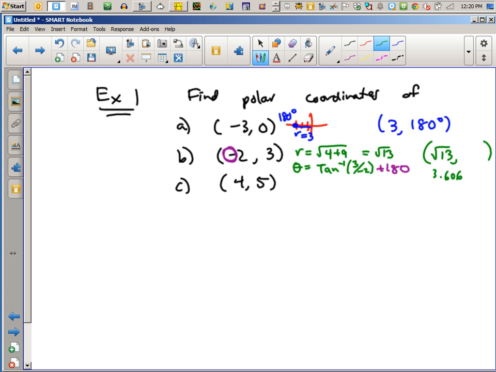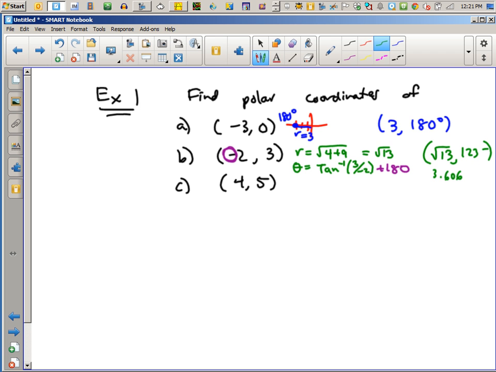in degrees that is, hold on, sorry about that, I have my calculator in radian mode. Okay, so the calculator is saying negative 56.309. I don't believe it. I'm going to add that 180. I'm doing this again because the x is negative. All right, so my answer is 123.7.